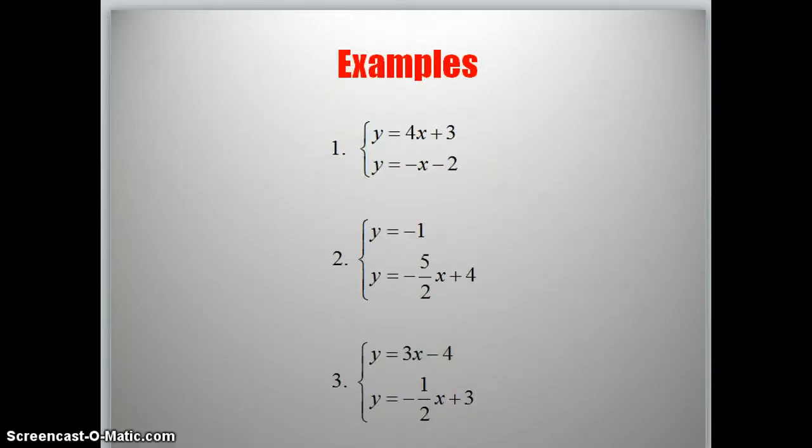Alright, so here are 3 examples that I want you to try, and you have these examples on your worksheet. So I want you to take a second, hit pause, graph these 3 systems, find their points of intersection, and then when you're done, come back here and I will go through how to graph them.